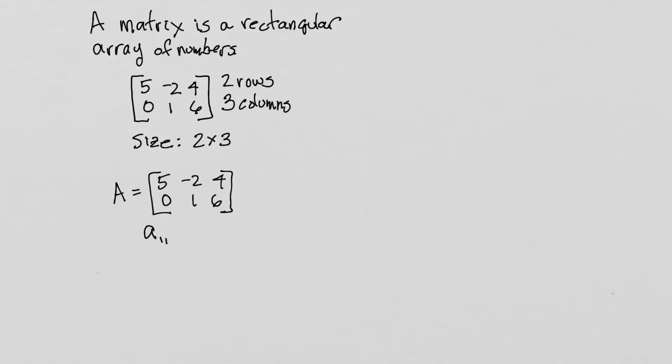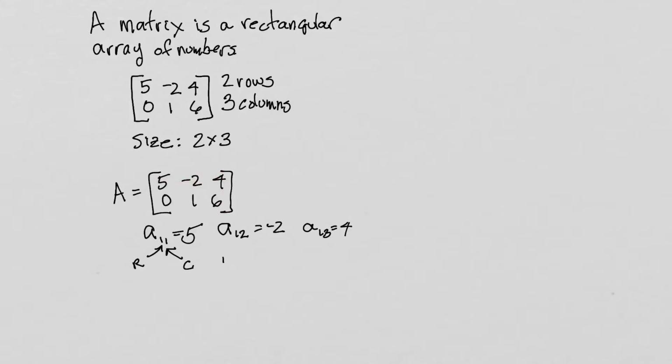And let's say A11, this is a 5. And what the 1, 1 is, this is the row, and this is the column. So the first element is the row, the second is the column. So A sub 1, 2, this will be the element in the first row, second column. So this is a -2, and A sub 1, 3, that's 4. This is the element in the first row, third column.